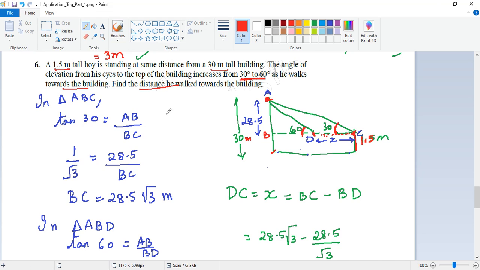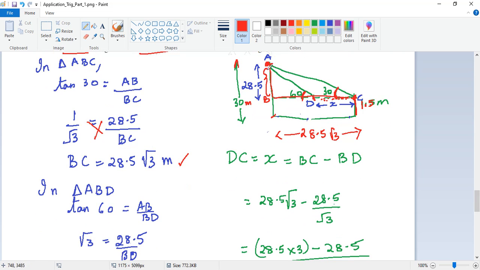So in triangle ABC, tan 30 is AB over BC, opposite over adjacent. So tan 30 is 1 by root 3, which equals 28.5 over BC, where 28.5 is your AB. How did I get this 28.5? Because this whole building is 30 meters and 1.5 meters is this boy's height, so we can get AB by subtracting 1.5 from 30. So I cross multiply and get BC equals 28.5 root 3. I can keep it as it is. This is my BC value.